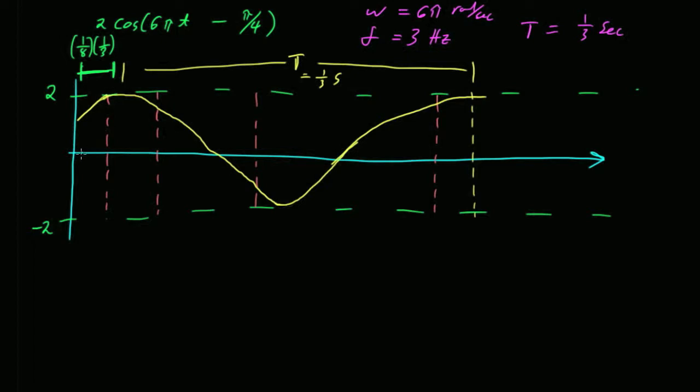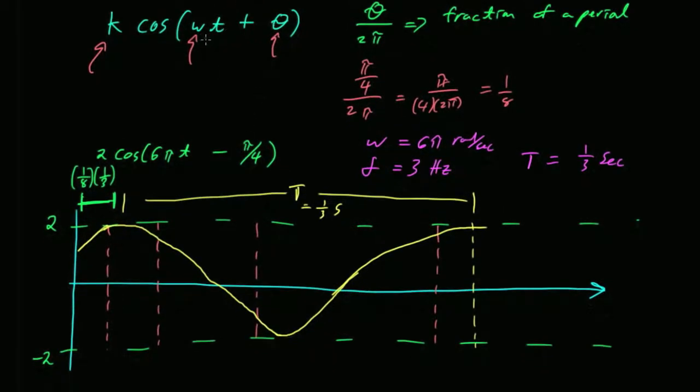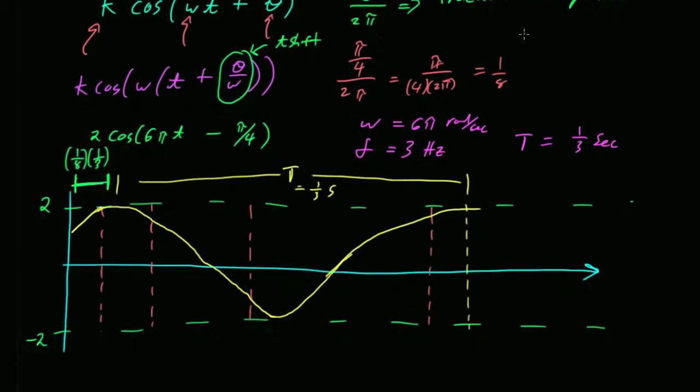All right, so the other way you could interpret this is if you were to factor out an omega from both terms, what would that leave you with? K cosine of omega times t plus theta over omega. And if you did that, theta over omega would be your time shift in seconds. And that's exactly what Mike just told us.